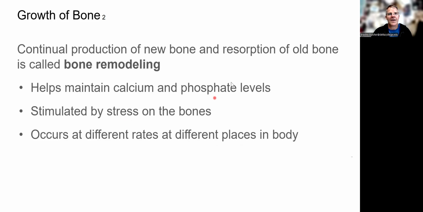So let's consume lots of calcium and phosphate. Let's put healthy stress on our body, and let's live into old age with strong bones. Service announcement for the day.